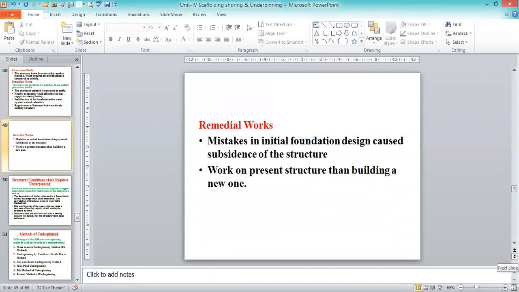Then remedial works means we did not calculate the bearing capacity properly. Mistakes in the initial foundation design caused subsidence of the structure, or settlement of the foundation takes place because of miscalculation. So we work on the present structure rather than building a new one. Instead of new construction, the same construction is continued, or the number of stories is enhanced, while improving the foundation properties. This is the remedial works.